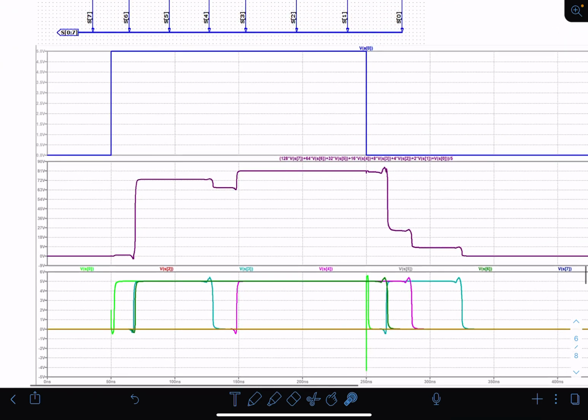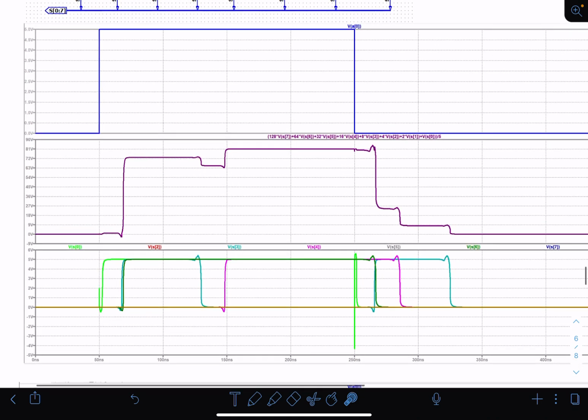At 50 nanoseconds, the input goes high. Shortly after that, the least significant bit goes high as a result. And then the bits continue to change until we get to the fourth bit changing. And in this case, the fourth bit is the slowest bit.